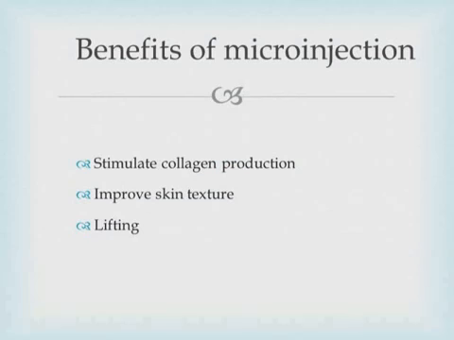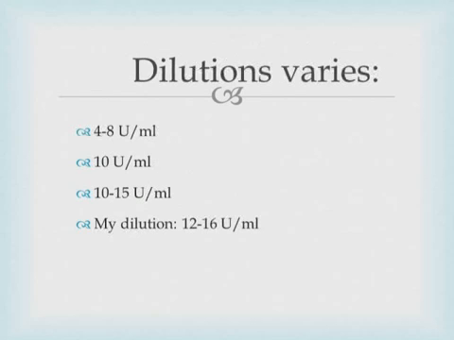So how about the intradermal injections? It stimulates collagen production, improves texture, and also gives a lifting effect. The dilution varies. Some dilute with 4 to 8 units per ml, or 10 to 15 units per ml. My dilution is 12 to 16 units per ml.